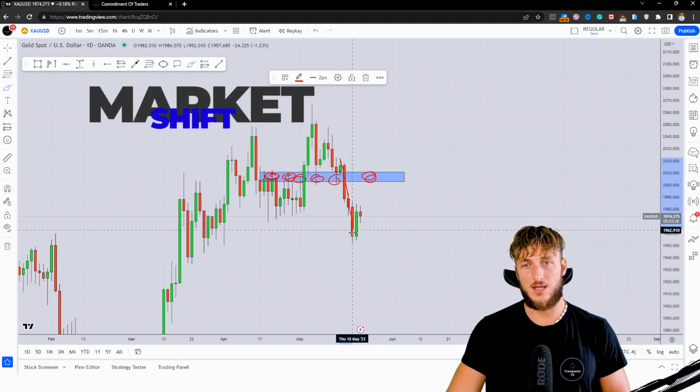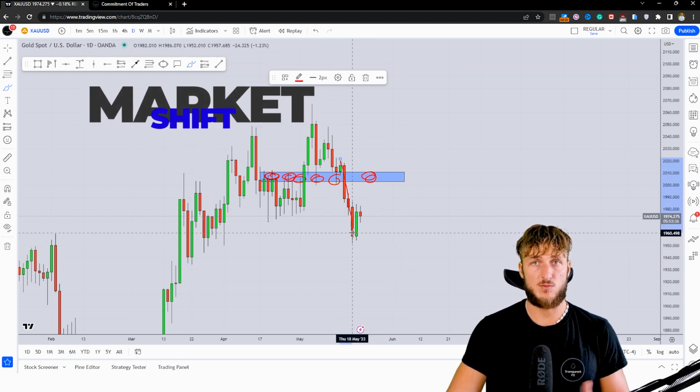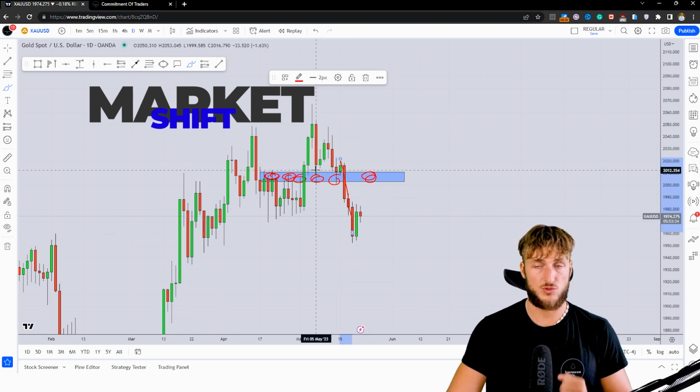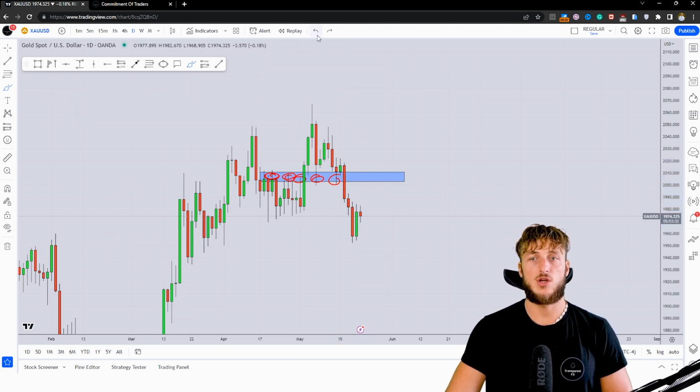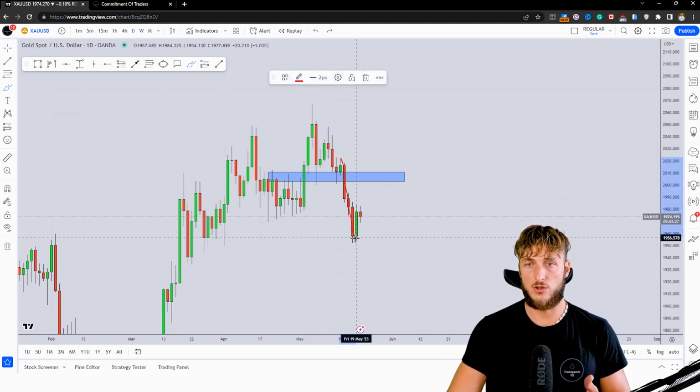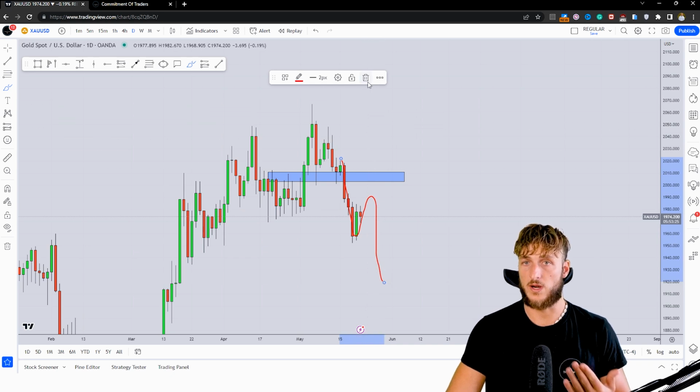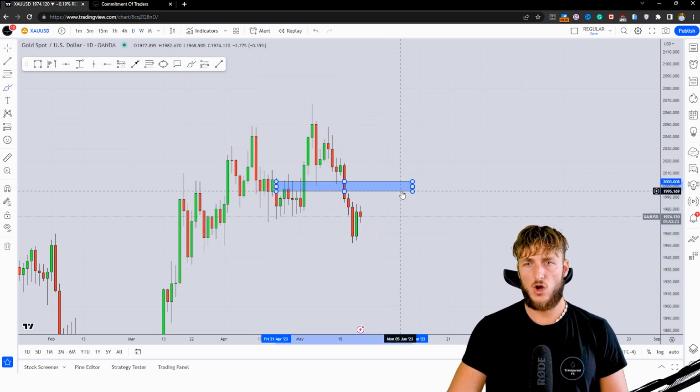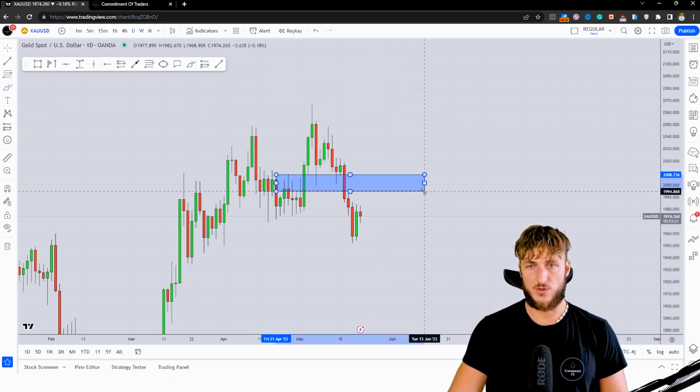So we had a clear impulse to the downside, which made this market shift from a daily bullish market to a daily bearish market, because essentially we went from creating higher highs and higher lows to now creating lower lows and potentially lower highs. So all this area here is very strong resistance.